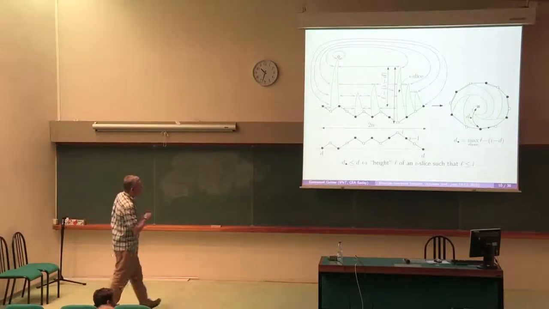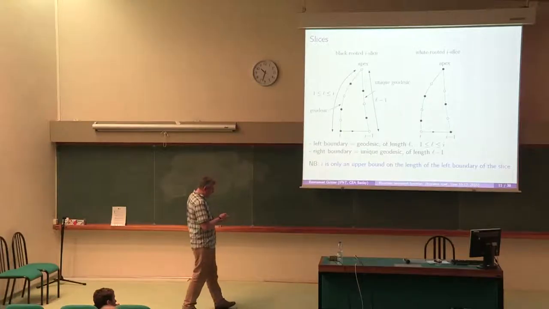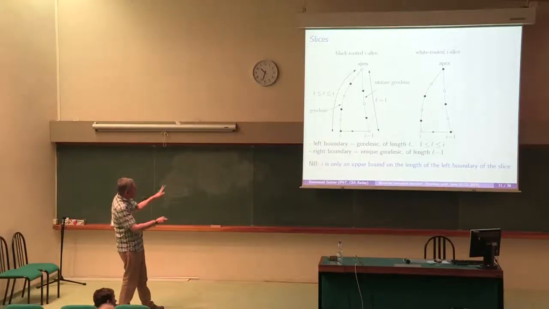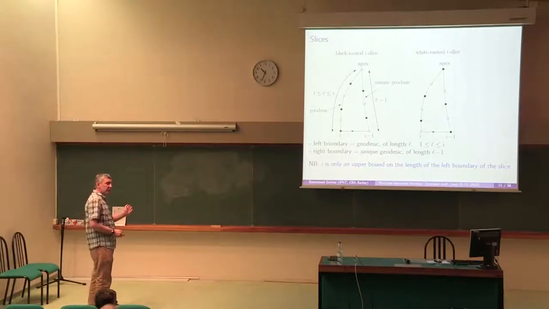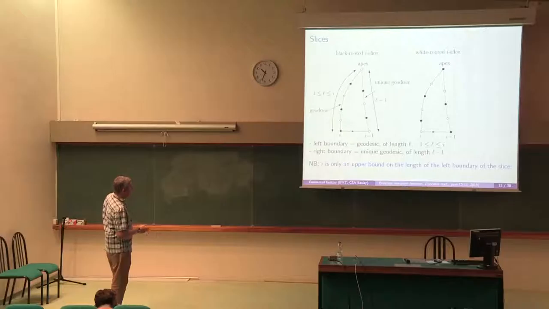Okay. So to summarize, the slice is the map. So the map is inside. There is nothing outside. It's a map with a boundary made of three parts: an edge here, which can serve as root for the slice; here, a boundary of length L, for some L between 1 and I; and here, a length L minus 1. This point I call the apex. This left boundary is the geodesic path by construction, and this one is the unique geodesic path because I chose the leftmost geodesic before. So that's the definition of an I slice.